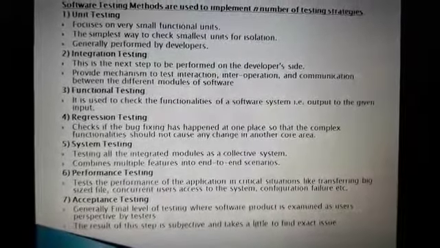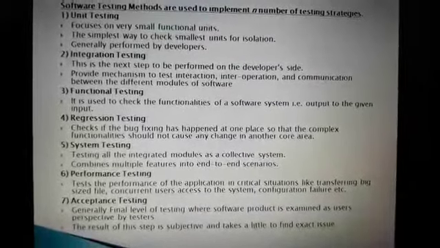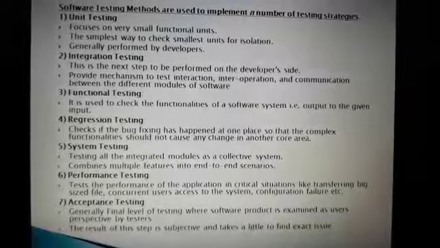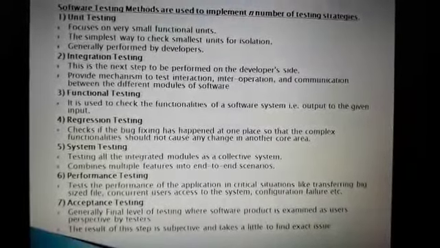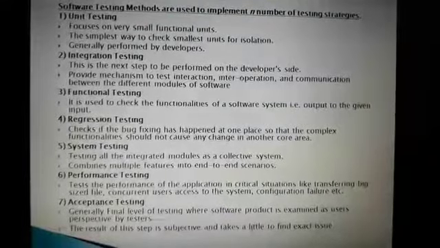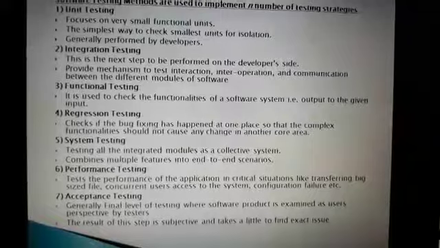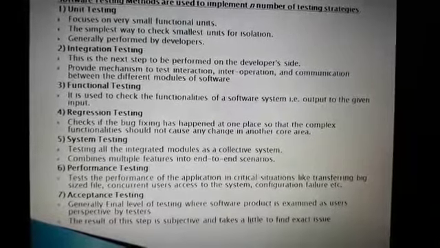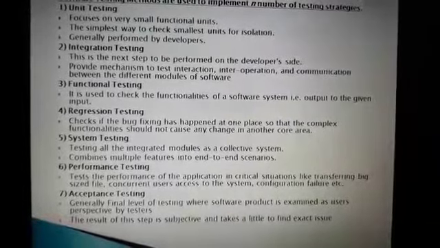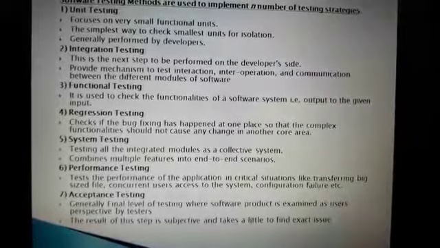Under unit testing, very small functional units are focused. They are generally performed by the developers. Integration testing is performed by the developer side and it takes place between different modules of the software. Functional testing is used to check the functionalities of a software system. In regression testing, changes to functionalities should not cause any change in another core area.